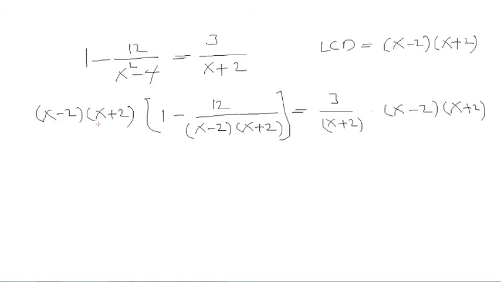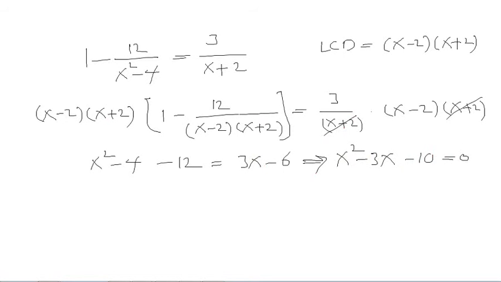if I do the multiplication, I get x minus 2 times x plus 2 times 1. That's just x squared minus 4 minus 12, since x minus 2 cancels x minus 2 and x plus 2 cancels x plus 2, equals, x plus 2 cancels x plus 2, 3 times x minus 2, which is 3x minus 6. This implies x squared minus 3x minus 10 equals 0.